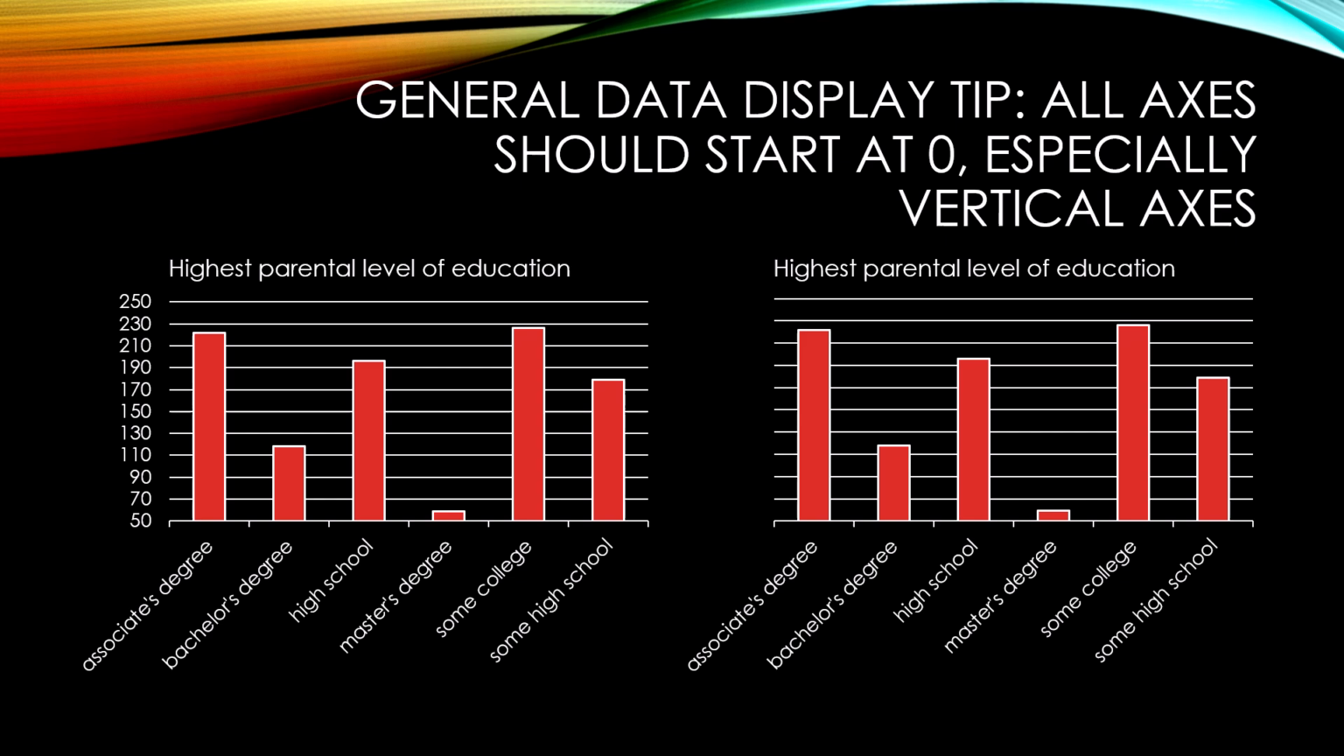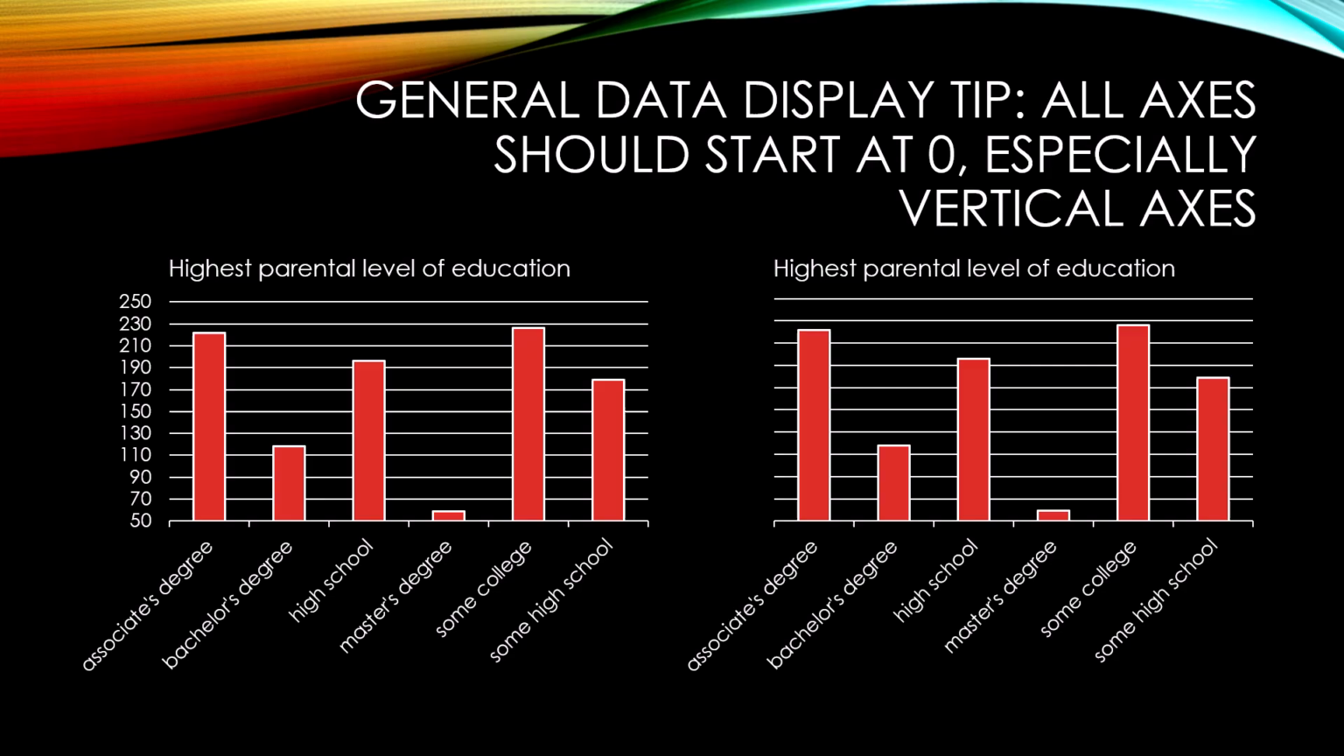This gets even worse when an axis doesn't start at 0 and they don't label it. This graph here on the right is basically useless. It tells us nothing because we don't know how skewed this is. But you'll see this displayed a lot when someone's trying to convince you of something.